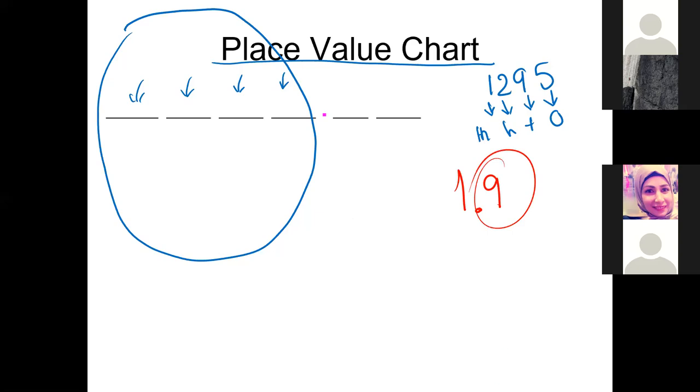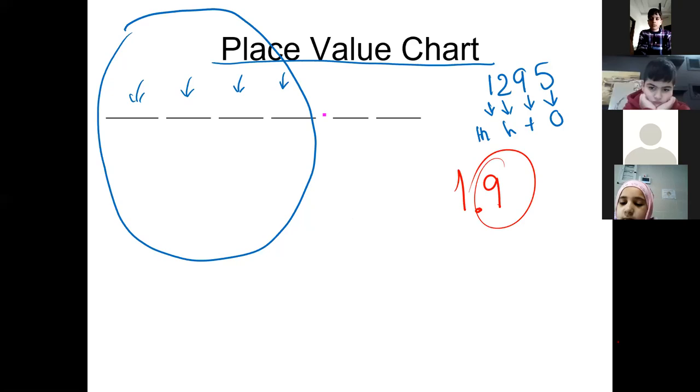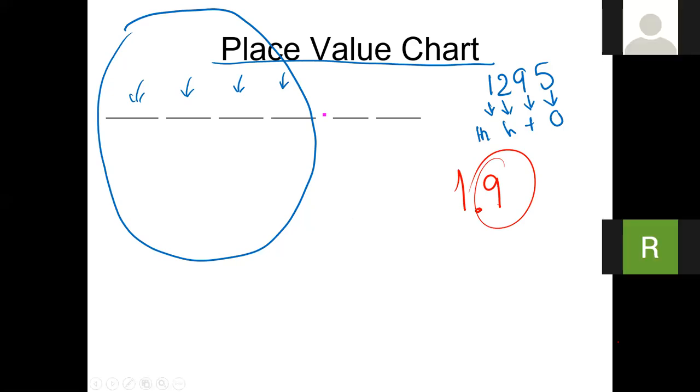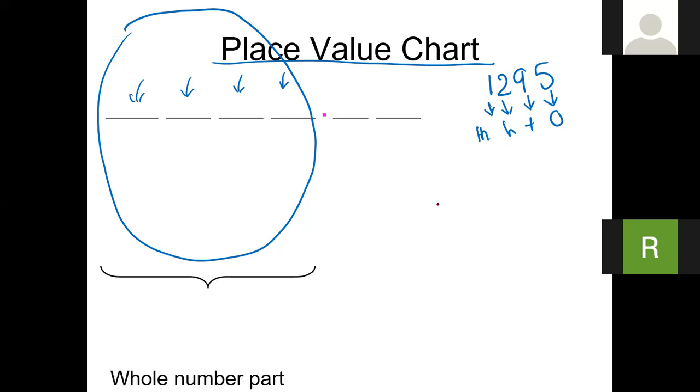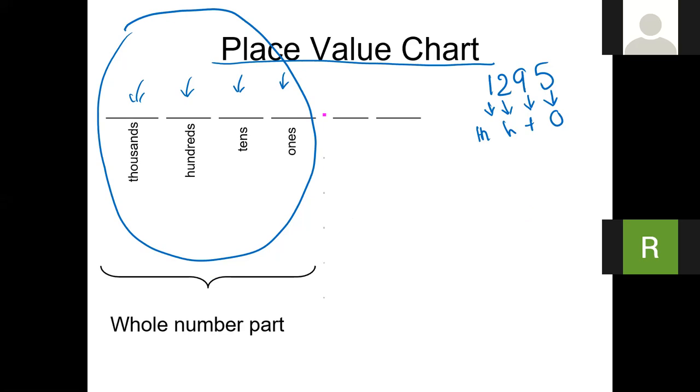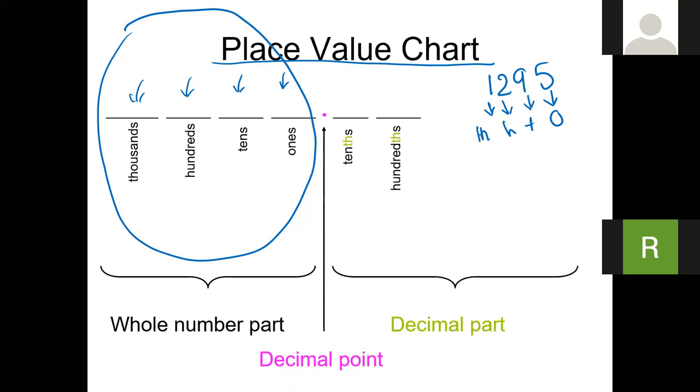Malak: the number out of 10. The number out of 10, proud of you. That's it. It represents the fraction. Bravo. Okay, so I'm so happy today. So the decimal number is composed of a whole part and a decimal part.